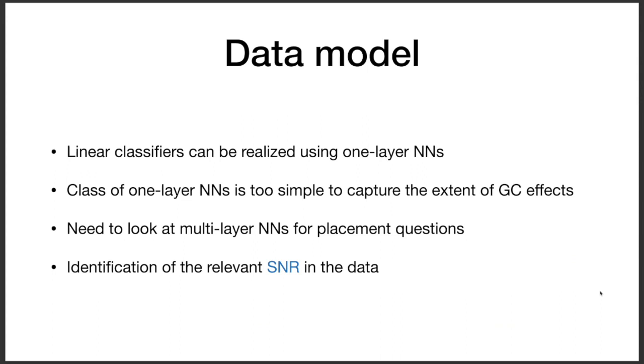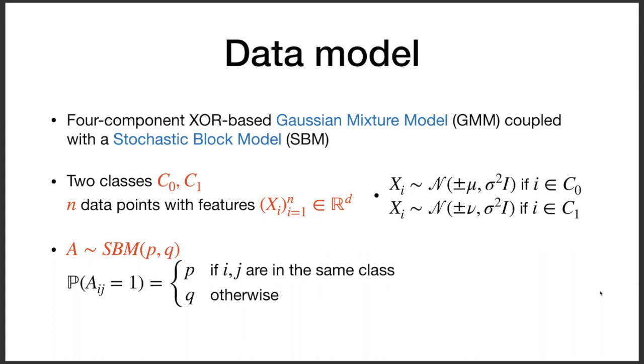To motivate the choice of this model, we observed that linear classifiers are easily realizable by one layer neural networks, and the class of one layer neural networks is too simple to capture the extent of the effects that we aim to study. So we need to look at multilayer networks. For placement questions in particular, we necessarily need to look at multilayer networks. At the same time, we still need the data model to have an intuitive signal to noise ratio that helps us characterize the theoretical results. So, we propose to study the contextual stochastic block model, or CSBM, modeled after XOR data.